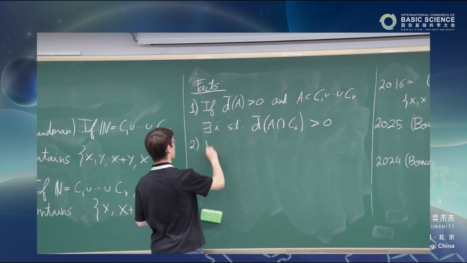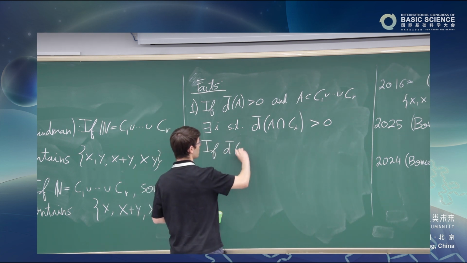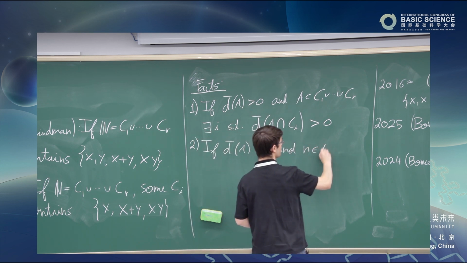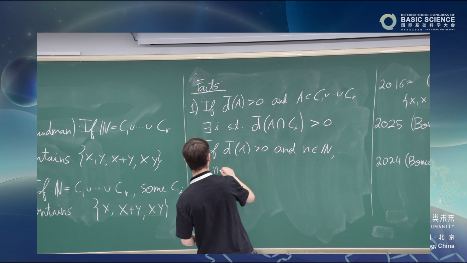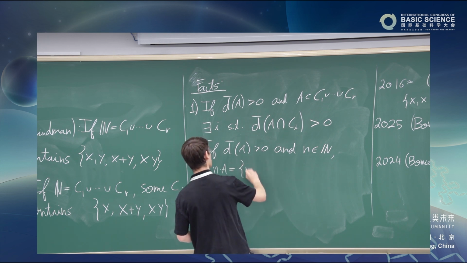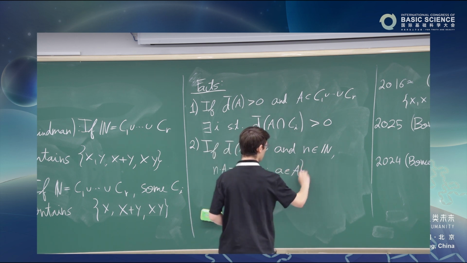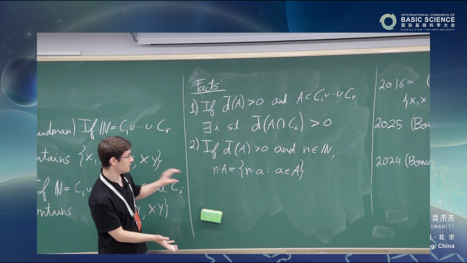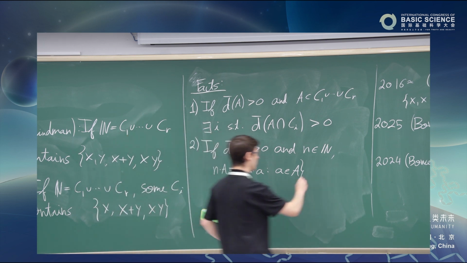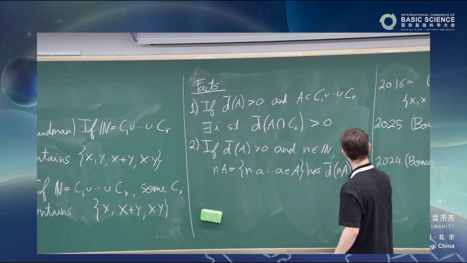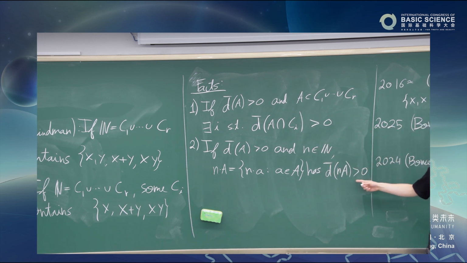Property 2: if I have a set A with positive density and a natural number n, the set n times A, and I always mean the dilations, so I multiply every element of my set by n, has positive density as well. Again, the density is exactly the density of A divided by n, but I just care that it's positive.